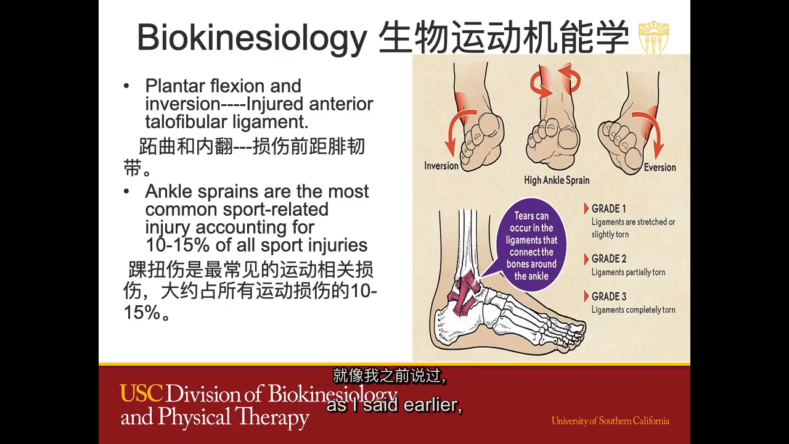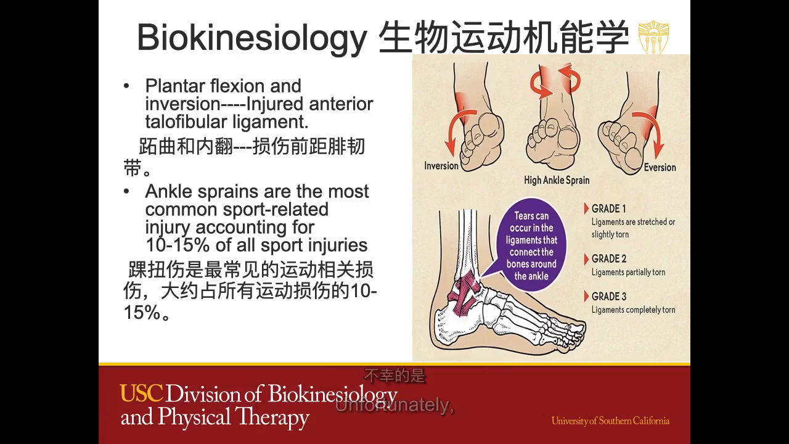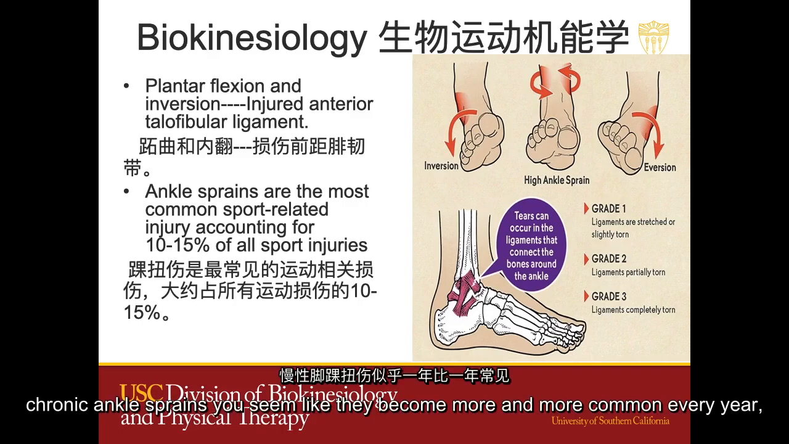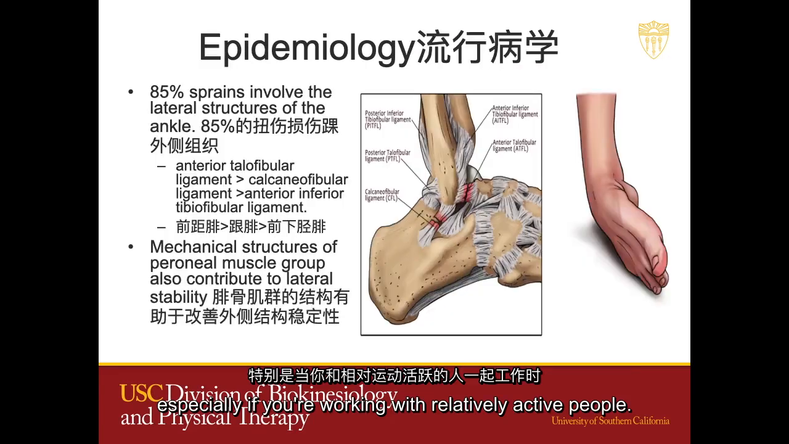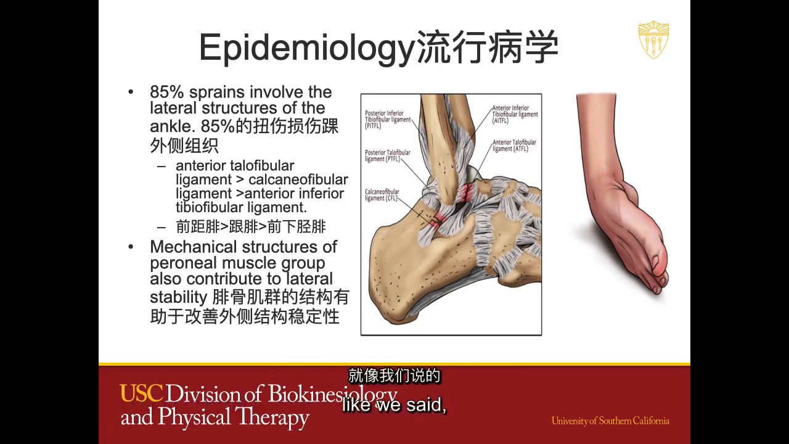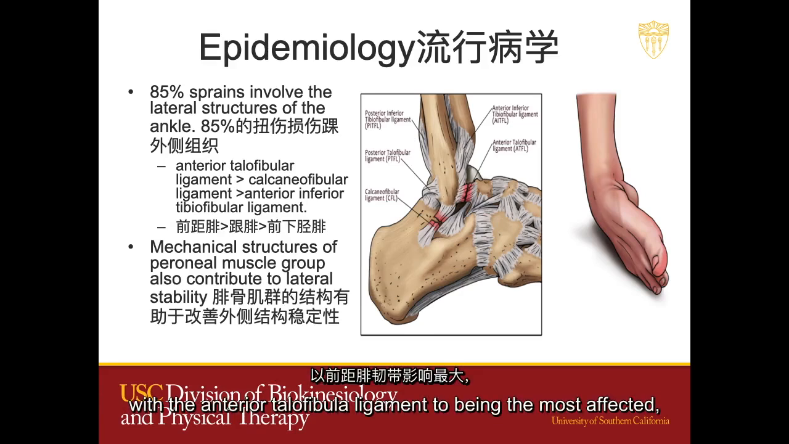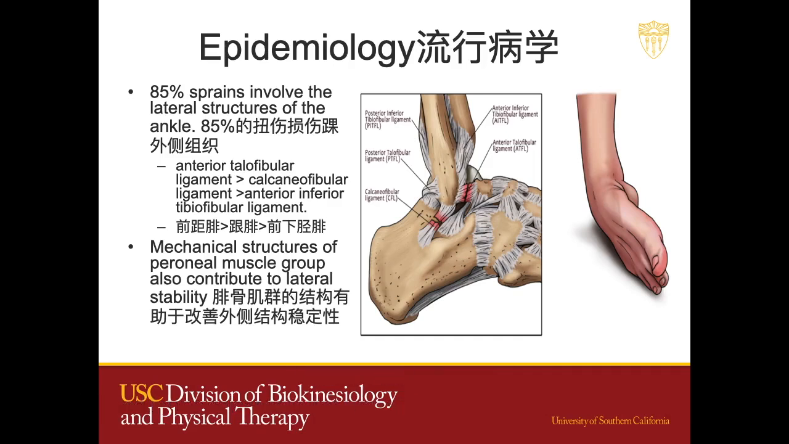Again, as I said earlier, 10 to 15% of sport-related injuries are ankle sprains. Very, very, very common. Unfortunately, chronic ankle sprains seem like they become more and more common every year, especially if you're working with relatively active people. 85% of those sprains are going to involve the lateral structures, like we said, with the anterior talofibular ligament being the most affected, followed by the calcaneofibular ligament, and then the anterior inferior tibiofibular ligament.